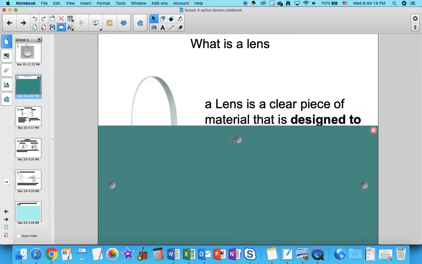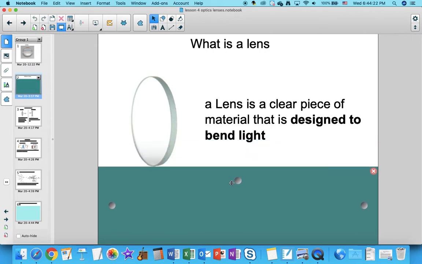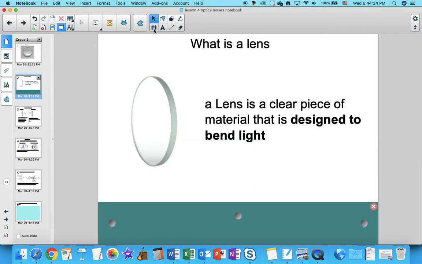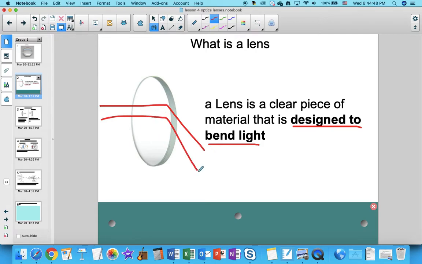A lens is a clear piece of material that has been designed to bend light. And if you paid attention in our previous lesson, you'd know that when light moves through something and it bends, that's called refraction. So a lens is basically a material designed to refract light. As light hits this object, it would bend a certain way. Maybe not so dramatically, but it would bend the light.